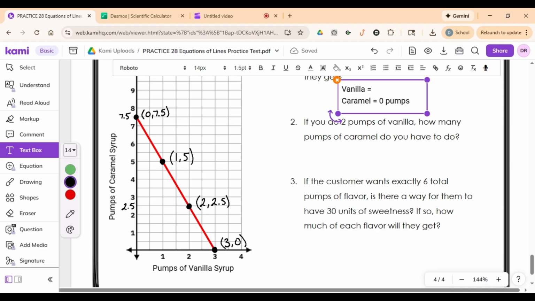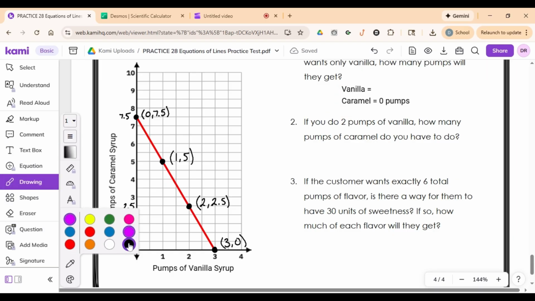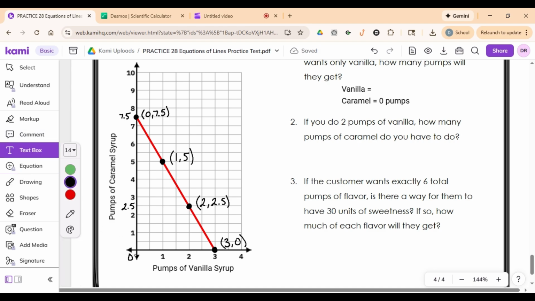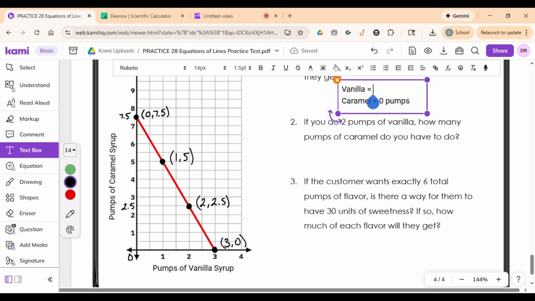From there, we can follow 0 over to see how many pumps of vanilla would go with that. So looking here again, we see 0 pumps of caramel corresponds to 3 pumps of vanilla. And at this point, we have that ordered pair, 3, 0, where 3 represents our pumps of vanilla, 0 is your pumps of caramel syrup. So I can go back up here and realize, with 0 pumps of caramel, we could have 3 pumps of vanilla to hit our sweetness level that we're looking for.